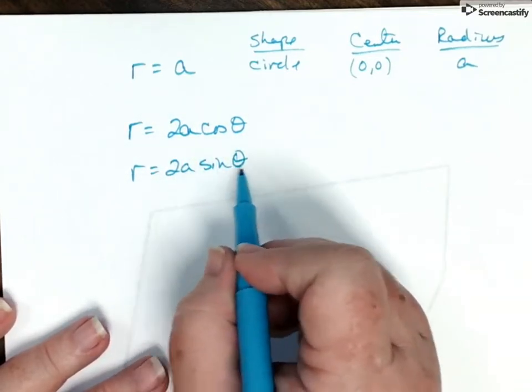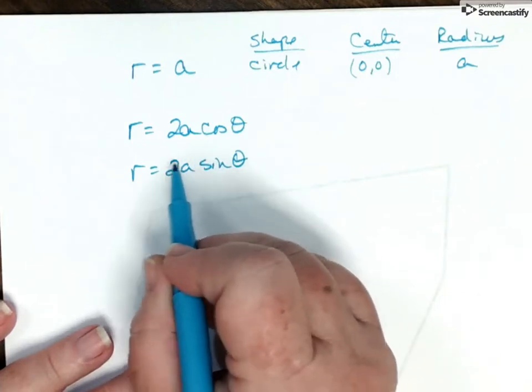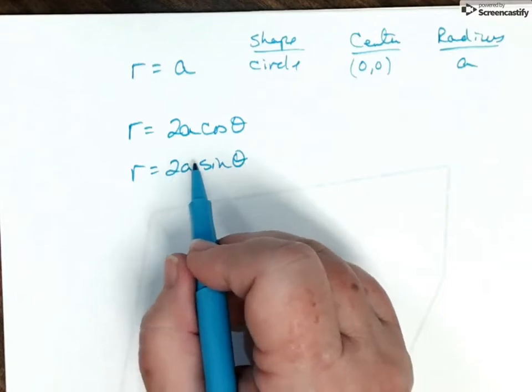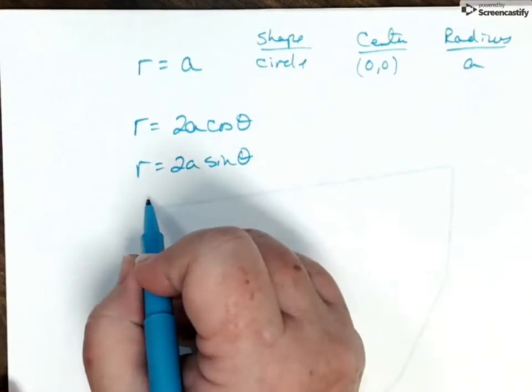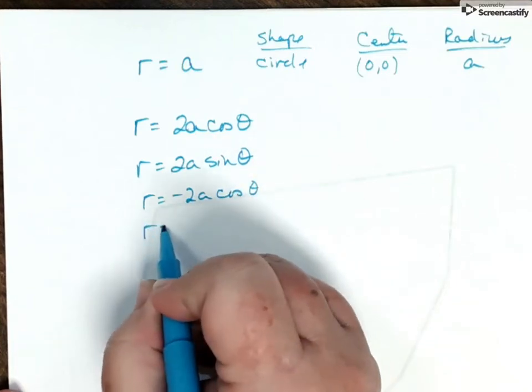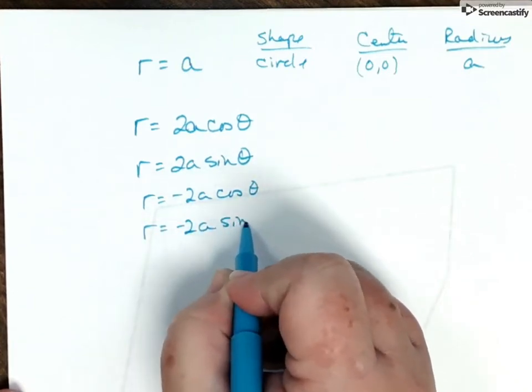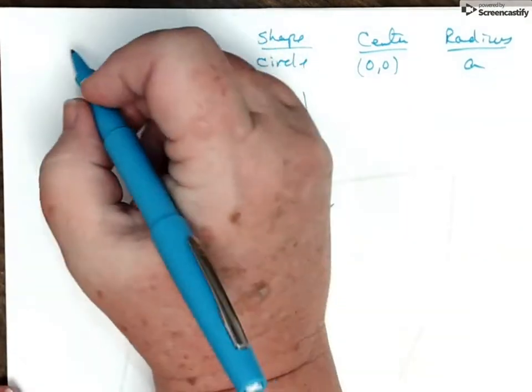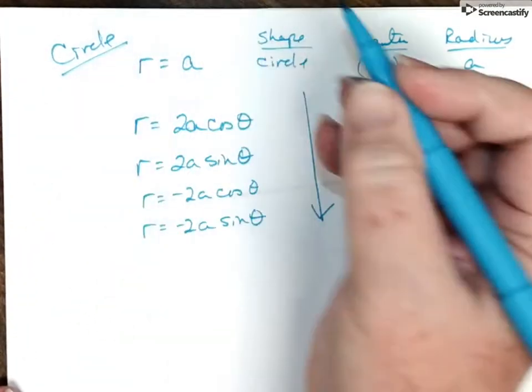This looks more like the last one we did, which was 4 sine of theta. Now we'll talk about that in a minute. A is not 4. 2a is the 4 value. r equals negative 2a cosine of theta, or r equals negative 2a sine of theta. So these are all going to be circles. So this is all the equations for circles.